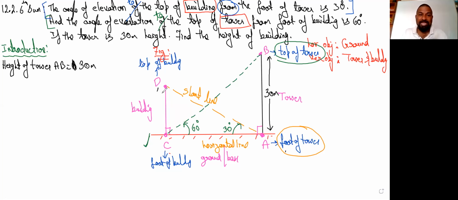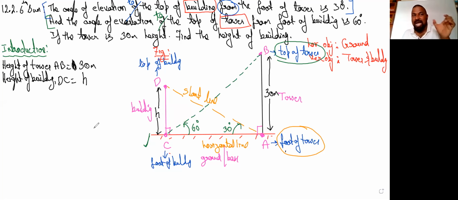Now, which is the other height? Vertical objects have height. Now we are talking about the height of the building, which we don't know. Let us call it H, the height of the building. What is the height of the building there? It's nothing but DC. Jayasree, do we know the height of the building there? No, sir. As we don't know, let us go with the variable H.